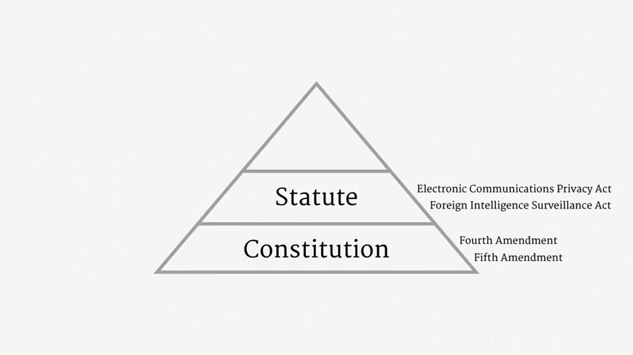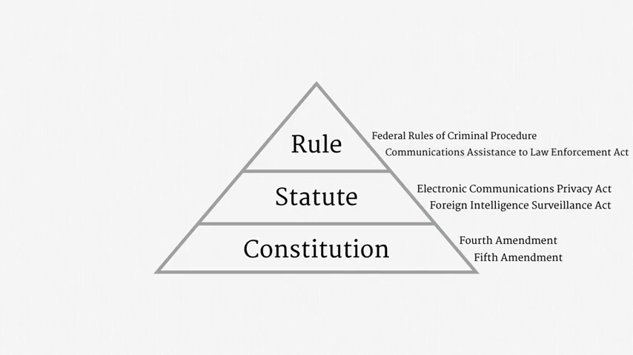Finally, a statute can delegate some legislative responsibility to an administrative body. That body then produces rules, which also have the force of law. Under the Rules Enabling Act, for example, the judiciary can promulgate procedural court rules. We'll spend a little time with the Federal Rules of Criminal Procedure, which govern grand jury subpoenas and warrants. We'll also look at the Communications Assistance to Law Enforcement Act, or CALEA, which grants some surveillance-related powers to the Federal Communications Commission.